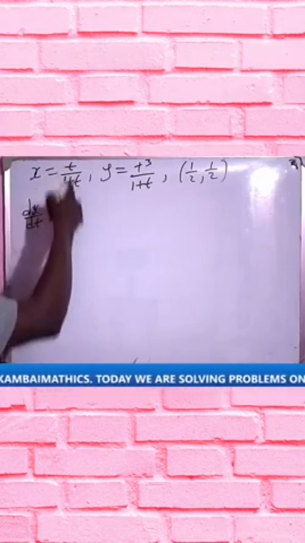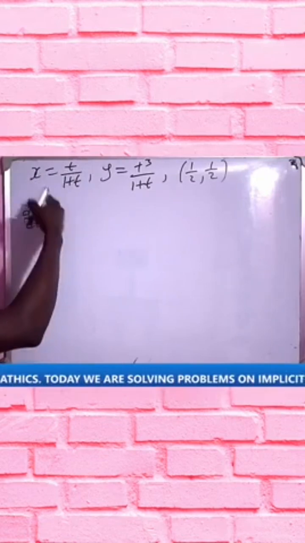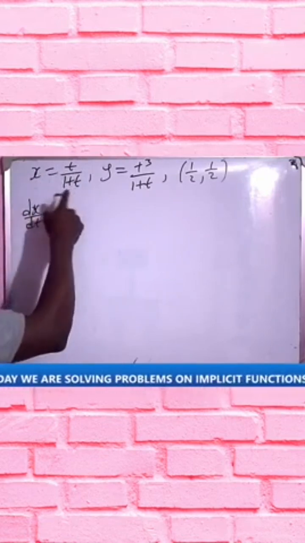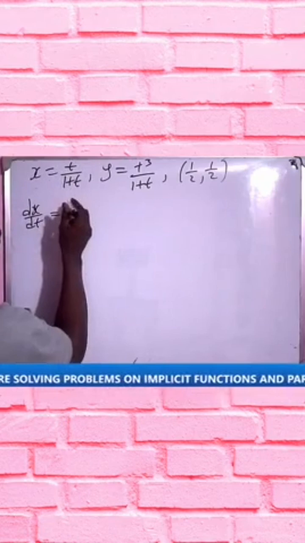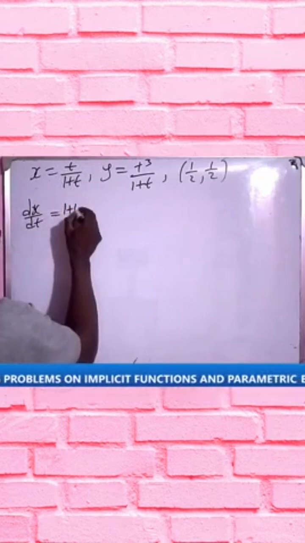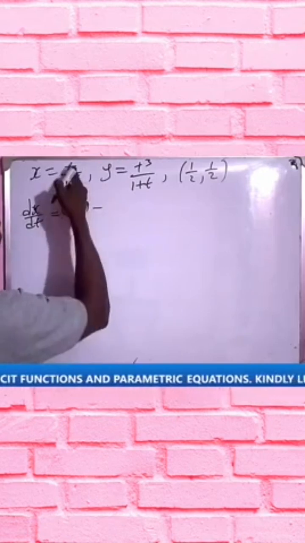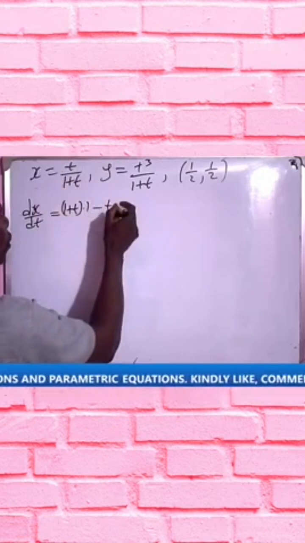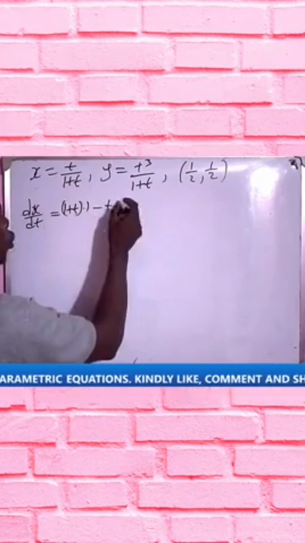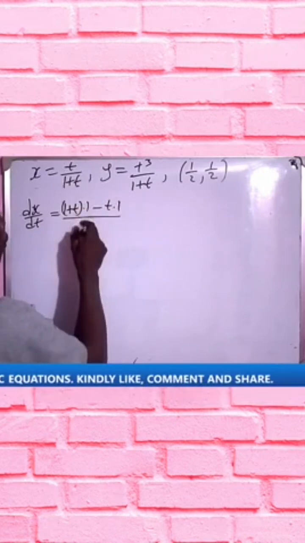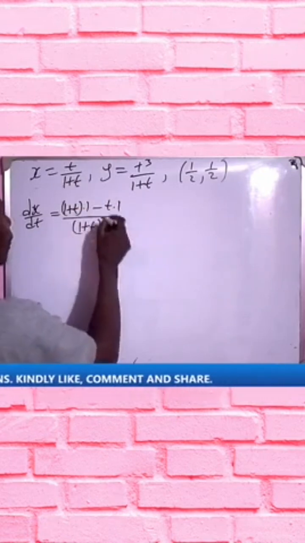This is a fraction or a quotient, so we'll solve it by quotient rule. We'll leave this one, 1 plus t, then differentiate this one, it will give us 1 minus, we are now leaving this one which is t, then we differentiate this one which is 1, all over 1 plus t, all in bracket square.